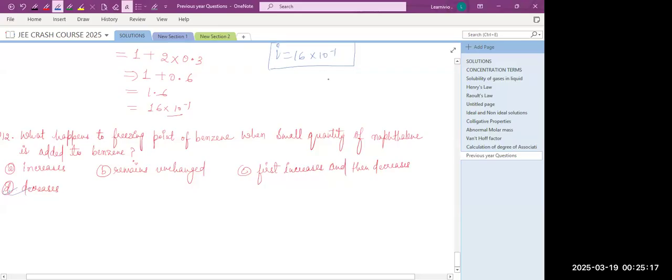Okay. Now let's do some intro of your next chapter, which is chemical kinetics. We will start chemical kinetics in the next section. But before that, there will be an intro. See, just a second.